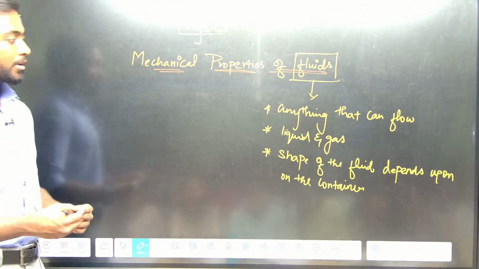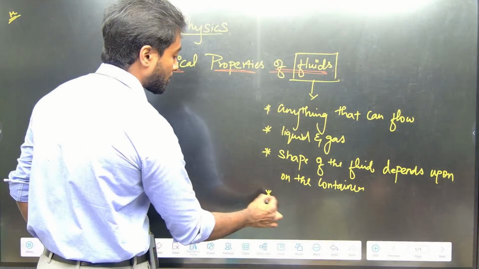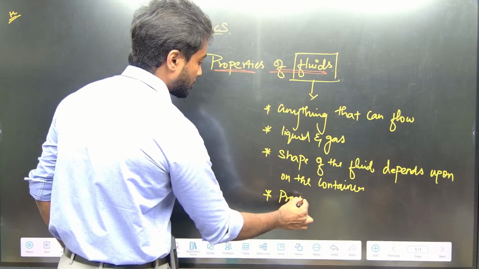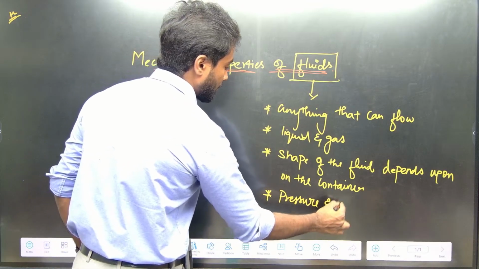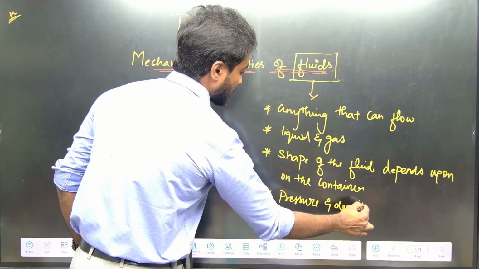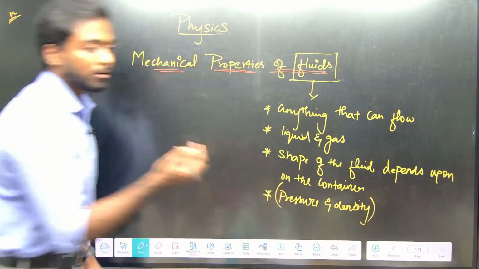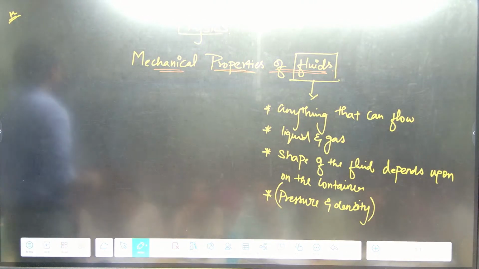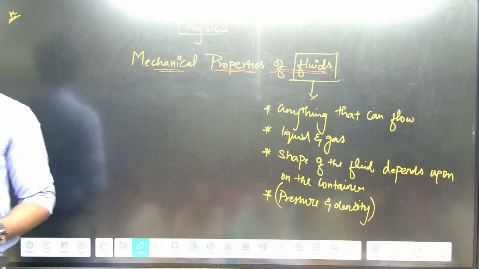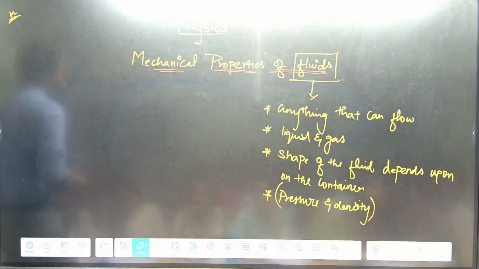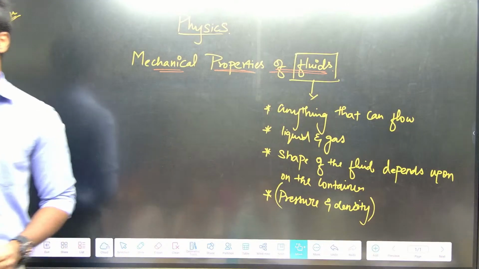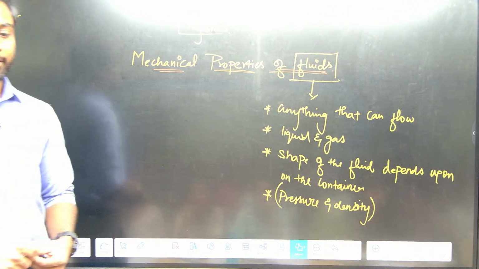So in this lesson we are mainly going to talk about pressure and density. These are the two important words which we are going to use in this chapter. Okay, pressure as well as density. So that is completed. Take down.